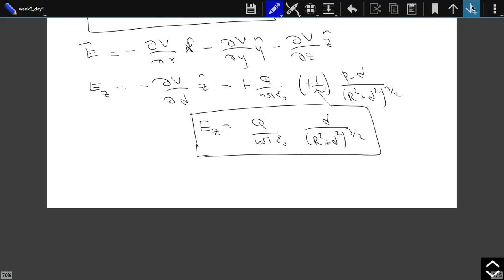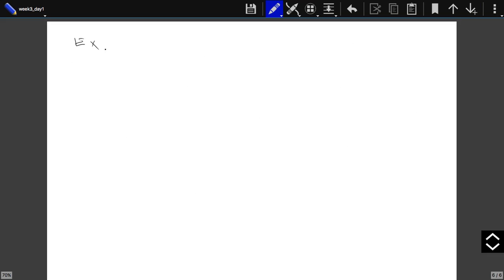Let's do another problem. Let's imagine we have a plus q charge over there and a minus q charge over here, separated by a distance d. This is their separation, and we would like to find the electric field at this point r.